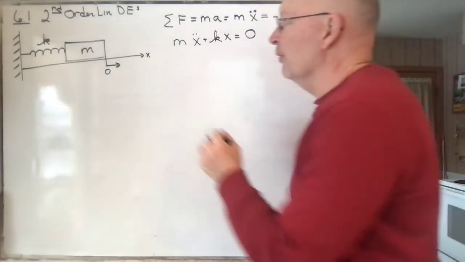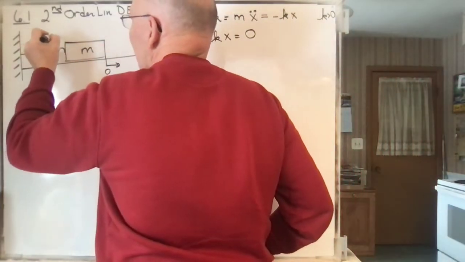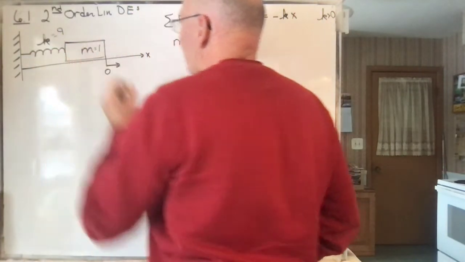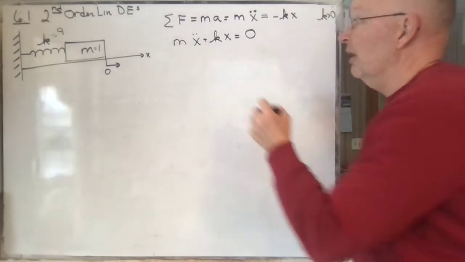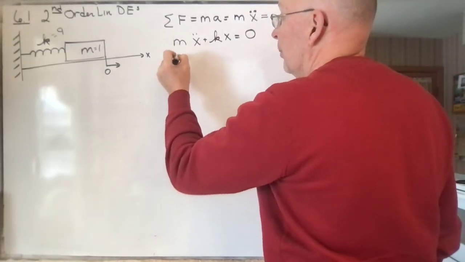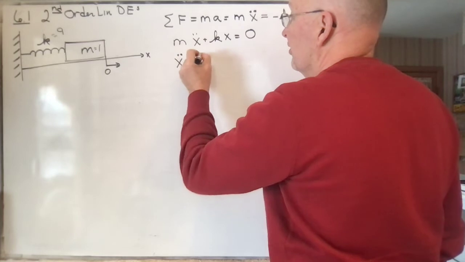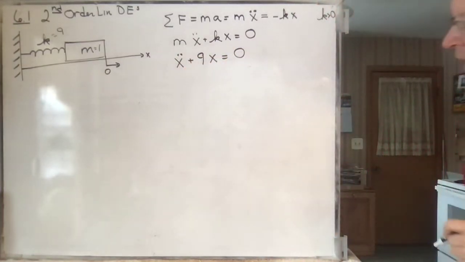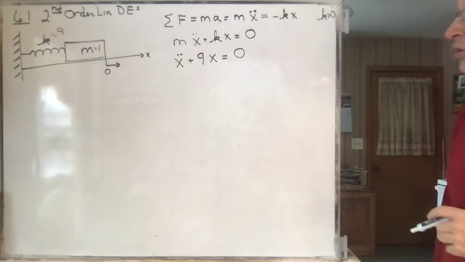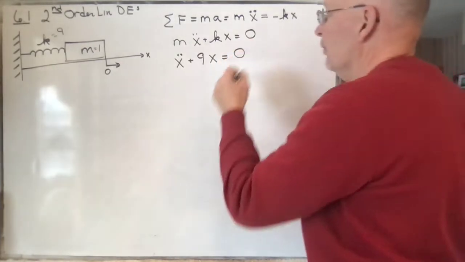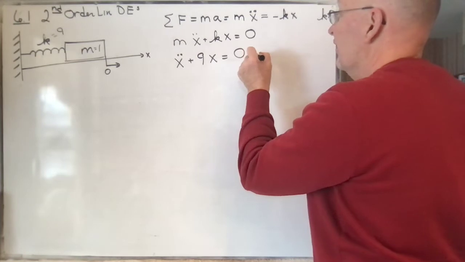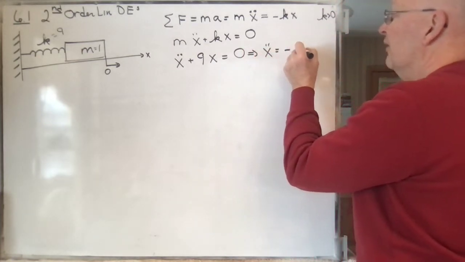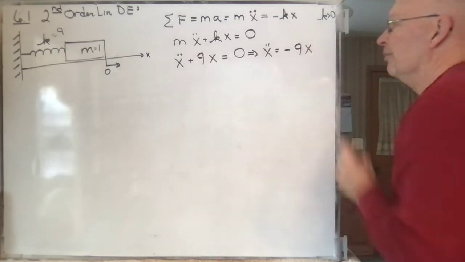Let's throw in some numbers now and get a particular one to solve. Let's say that k is equal to 9, and let's say that m is equal to 1. So let's take that as an example. And so we're going to get x double prime plus 9x is equal to 0. And so that's what we need to find the solution to. And again, I'm going to go backwards, and just say that this implies that x double prime is equal to negative 9 times the function.